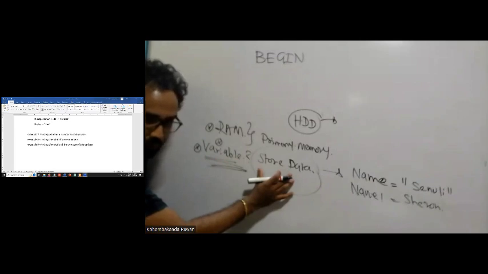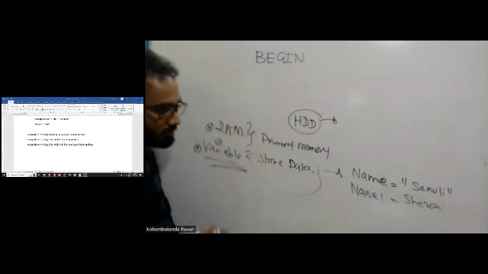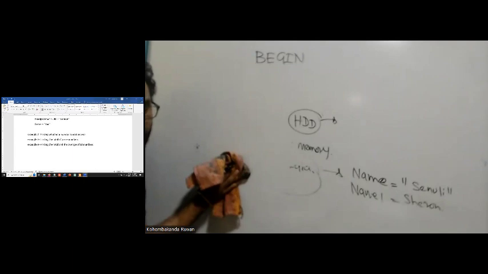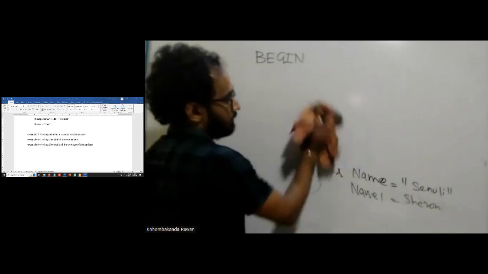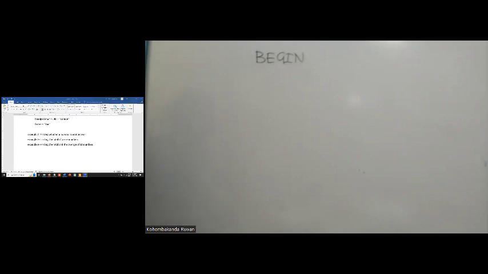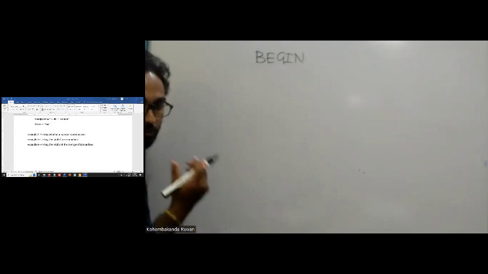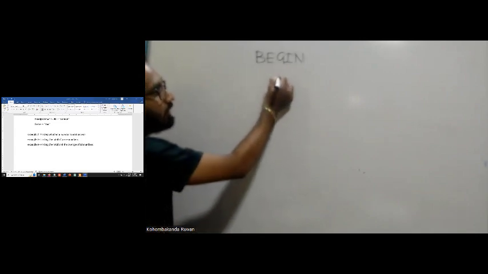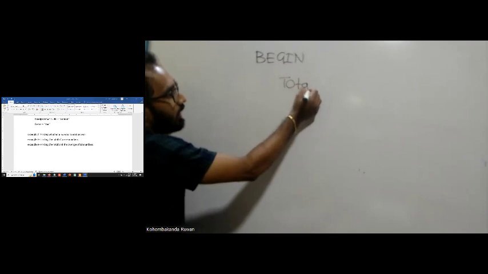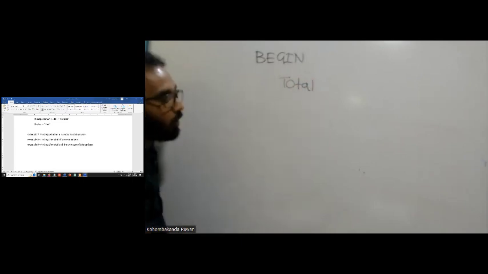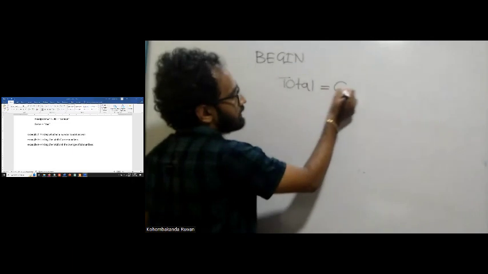Data. Store some data. In this example, now our question is to find the total of some numbers. Total means some kind of value. Therefore, we have to store some data. Therefore, I will create a variable called total here. Total, the value is 0.